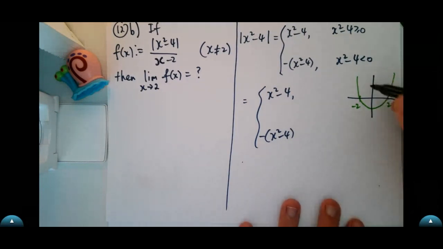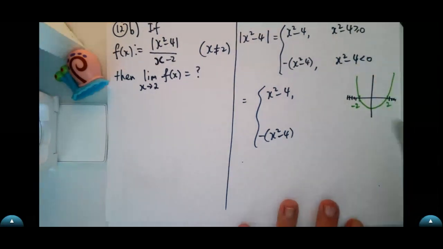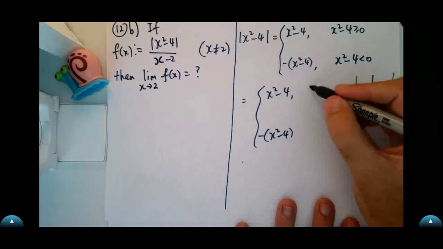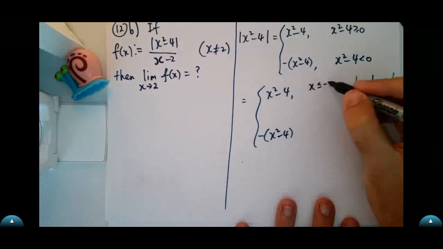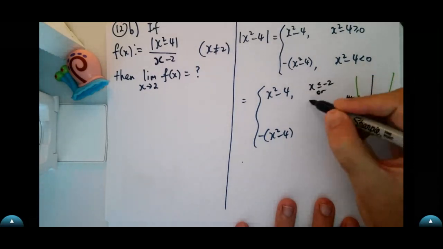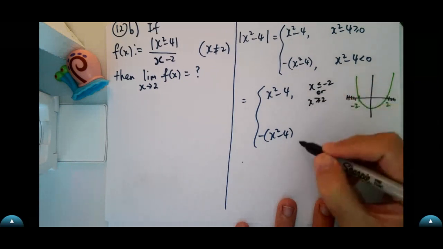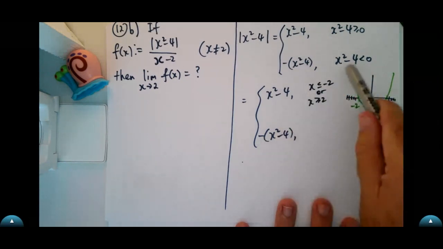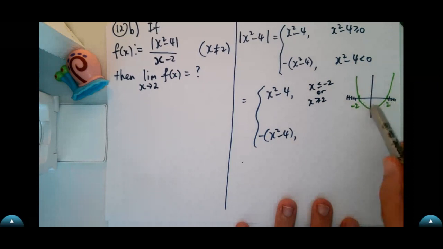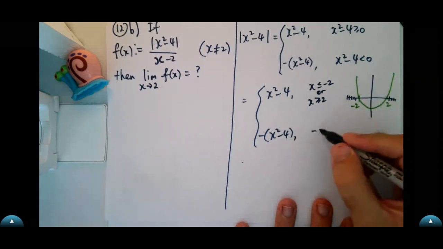And the negative one, where is that? Above the x-axis? Well, it's here, and it's here. And for here, that's the interval here. Okay, so we want x less than or equal to -2 or x greater than 2. And for this bit, where this is negative, it's there. So we want that bit.